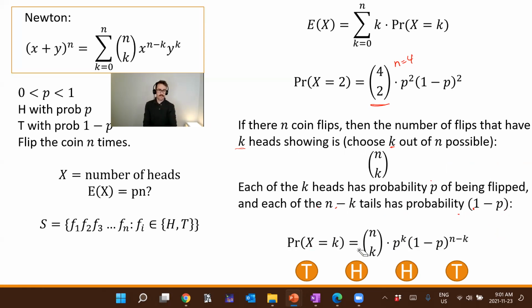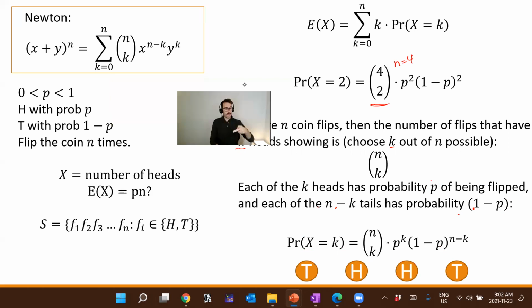Yeah, so then the probability of this event, X equal to k, which is, in other words, I have n coin flips and k of them came up heads, is n choose k times P to the power k times 1 minus P to the n minus k. Right? And this is, of course, looking a lot like Newton at this point. All right, questions on that?